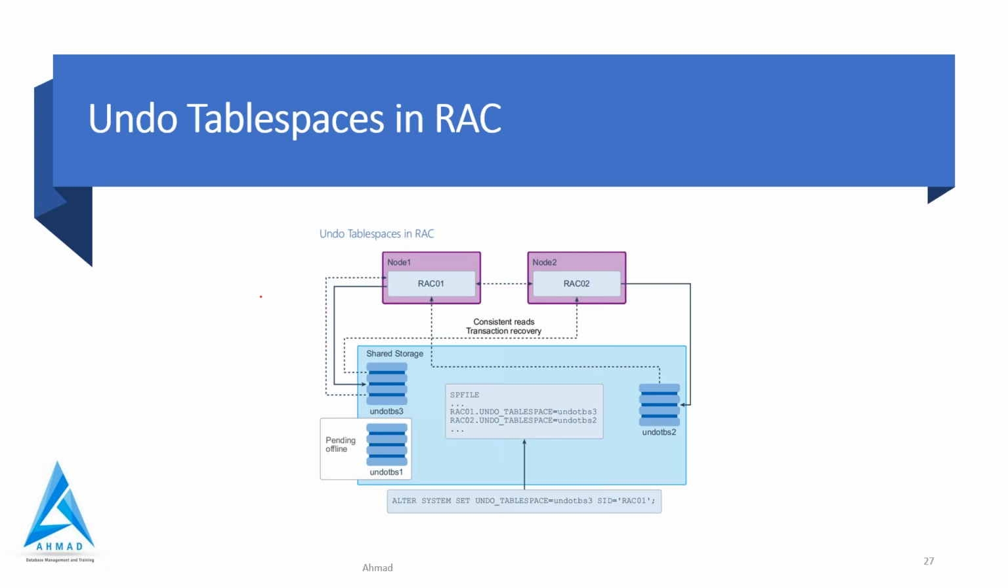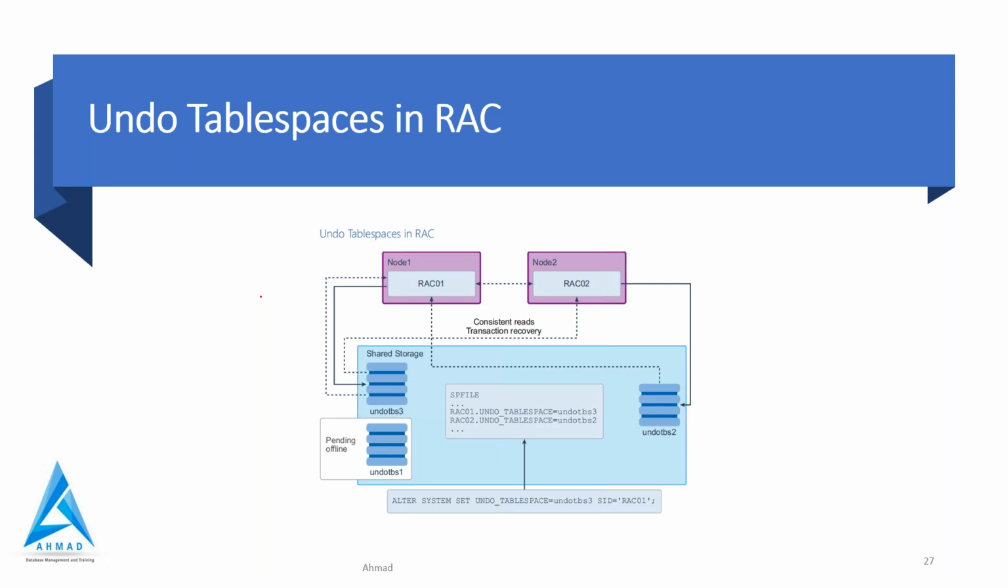As I said, undo tablespace is basically used to store undo segments, and only the instance assigned to the undo tablespace can modify the content of the tablespace. However, all instances can always read all undo blocks for consistent read purposes. Any instance can update any undo tablespace during transaction recovery, as long as the undo tablespace is not currently used by another instance for undo generation or transaction recovery.